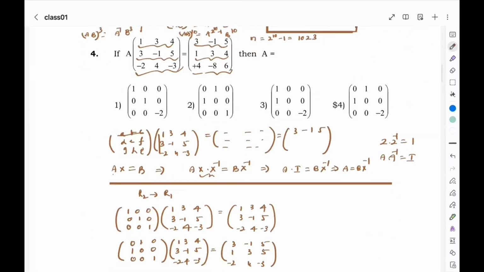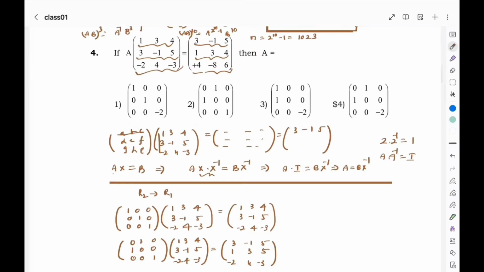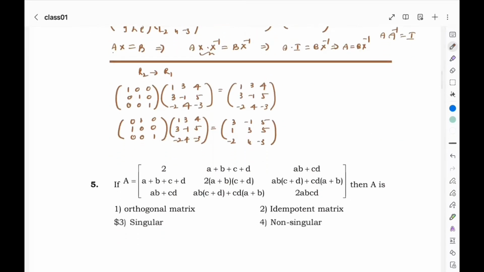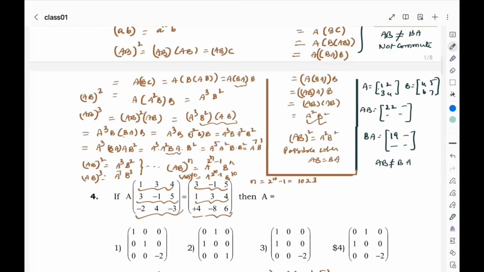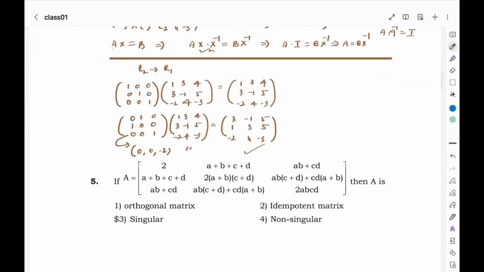So two rows I got it, and to get the third row, you multiply this with this as it is. This you change to minus 2, right? Third row you make it 0 0 minus 2. Then obviously you get this. Right. What you want here is 4 minus 8 6, right? That means you multiply it by 2.